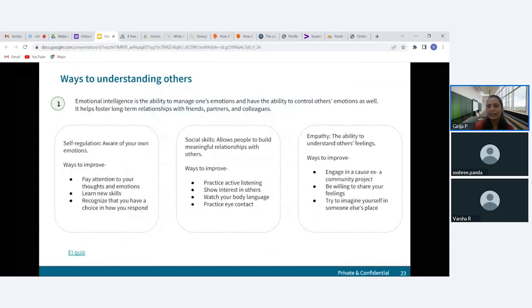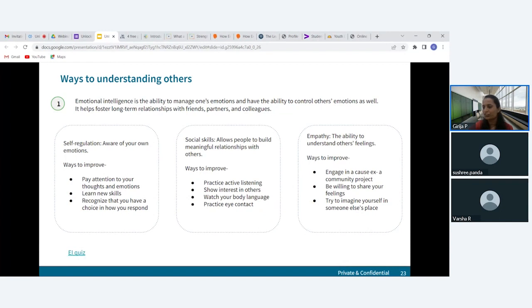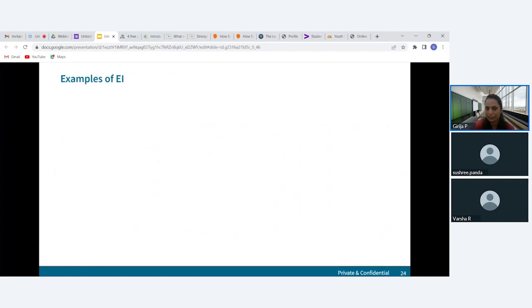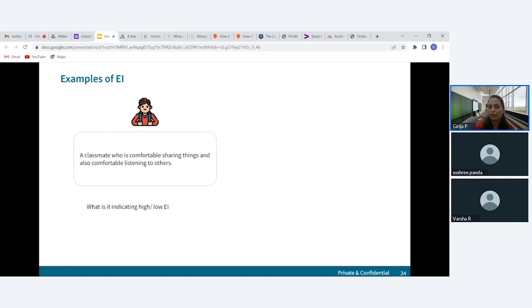Let's move ahead and see how we can use this emotional intelligence in other situations. Here is the situation: one of your classmates is comfortable sharing things, and not only that, they also make others comfortable to share, and are keen to listen to them as well. What does that indicate about his or her intelligence level? He or she has a high EQ, because that person is not only expressing their own emotions, but also accepting and allowing others to express their emotions in that process.